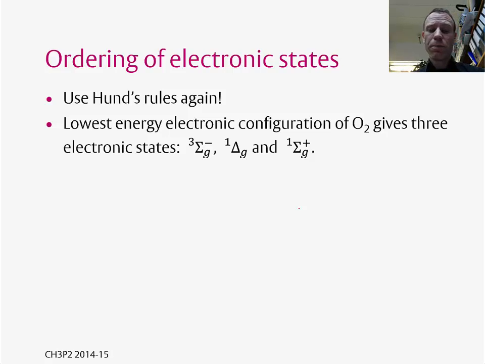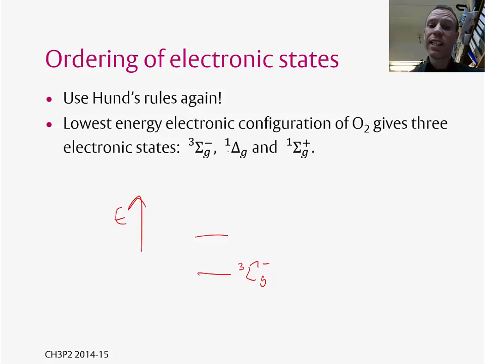So Hund's rules say first of all the states with the highest multiplicity are lowest in energy. So therefore, if we draw a diagram now with energy going up here, the lowest energy state is going to be the triplet sigma g minus. Then somewhere up here, well, the next thing is the ones with the highest value of L or lambda are next.